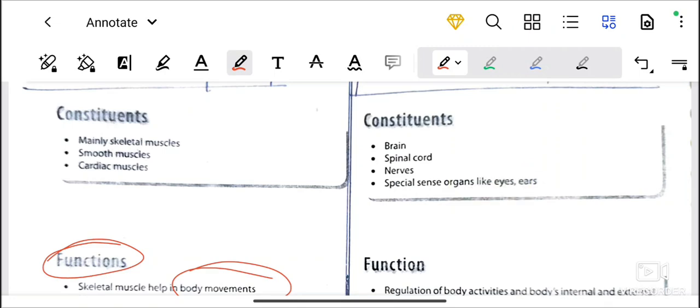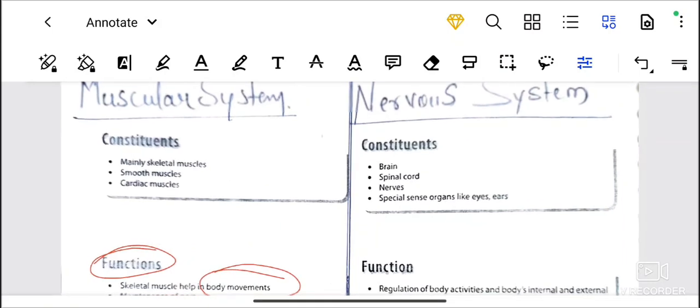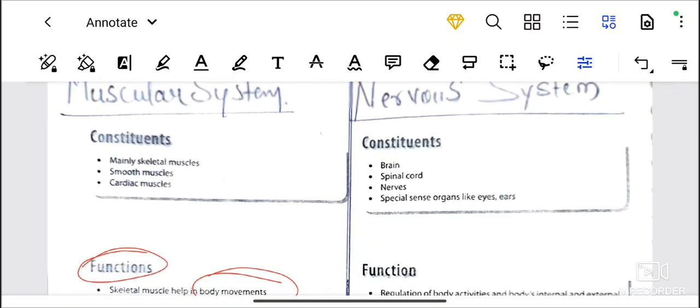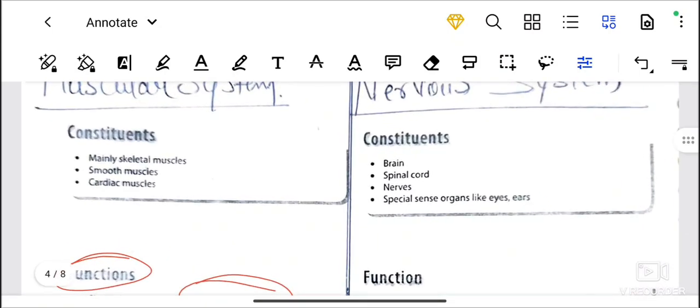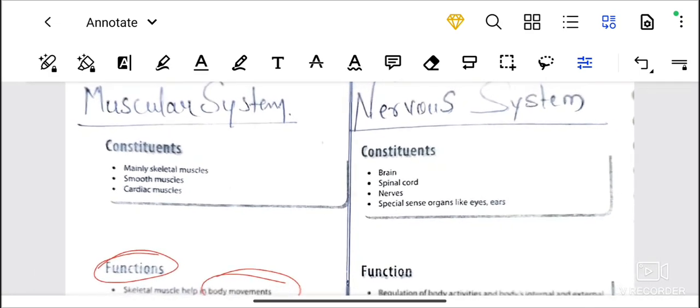Okay, the nervous system. It constitutes the brain, spinal cord, nerves, and special sensory organs like the eyes and ears. We will see this in this video. In this part, the nervous system contains the brain, spinal cord, nerves, and special sensory organs, that is, the eyes and ears.